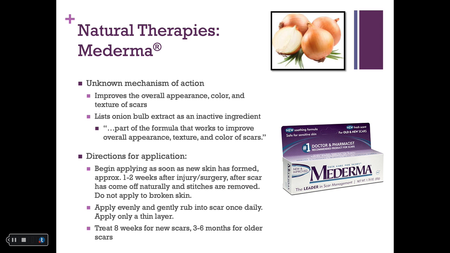One thing I think is interesting is you have to use this for a very long time. So you can begin applying it a couple weeks after injury, after the scab has come off naturally. Don't apply it to broken skin. But if it's a new scar, it takes 8 weeks of application once a day. If it's an older scar, it can take up to 6 months. And the cost on this is about $25 for a 0.7 ounce tube, $35 for a 1.7 ounce tube. So it's pretty expensive. And that's something that you'd have to make sure patients knew. They can't just use it for a week. They're going to have to use it for several months.